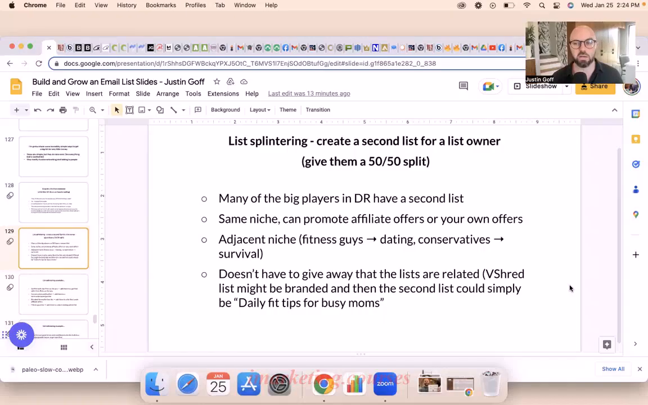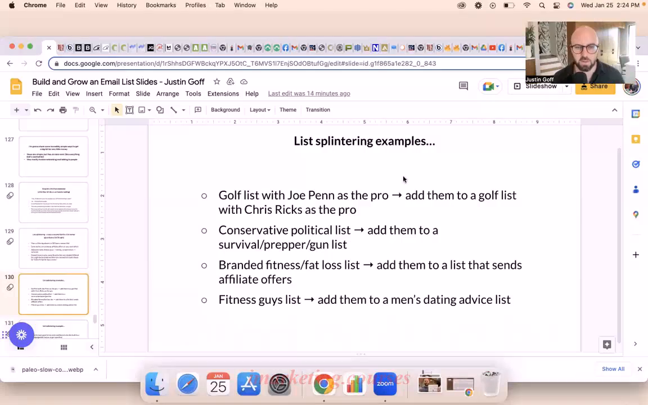It could be a branded list. It could not even be a brand. So you might look at it and have no idea that it's even associated with VShred. It might be something like daily fit tips for busy moms. This gives them basically twice the amount of money from the same lead or the same buyer by having two lists. So I'll give you a couple of examples of how you can do this.